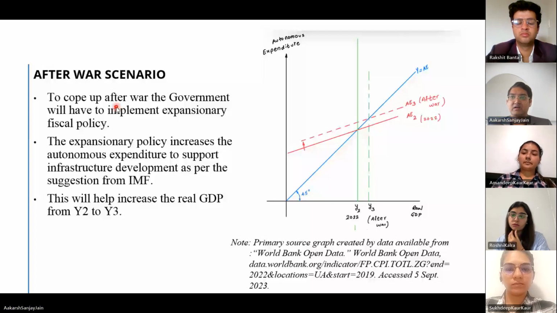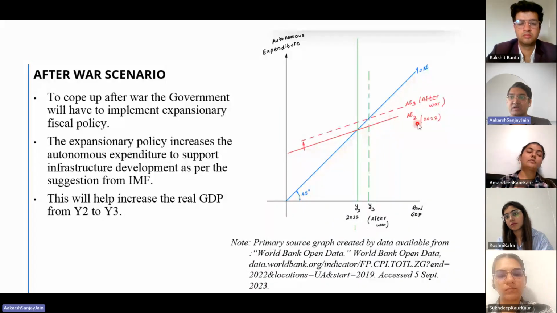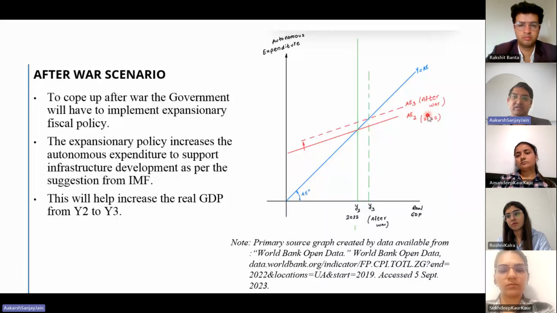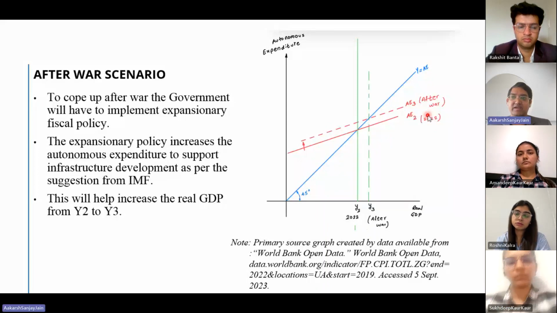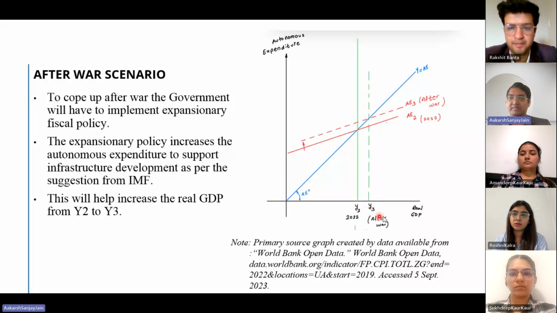And when a country increases the autonomous expenditure, we can see that there are chances of the growth of real GDP, which can be seen in the graph. So initially, AE2 was the autonomous expenditure in 2022, and after the war, when the economy has to grow, the expansionary policy will lead to the increase in the autonomous expenditure to AE3. And this increase in autonomous expenditure will increase the real GDP from Y2 to Y3.